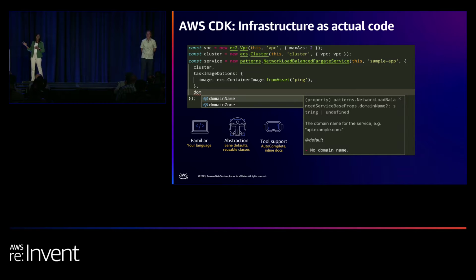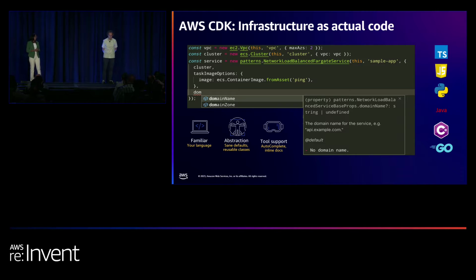This would have translated into over 400 lines of code if you had written it in CloudFormation. Now, because it's also using an object-oriented language, you have editor support with inline documentation and autocomplete. We used TypeScript in this example, but CDK also supports 5 other programming languages.